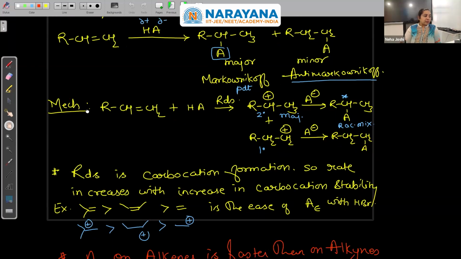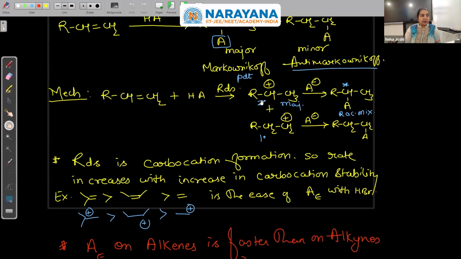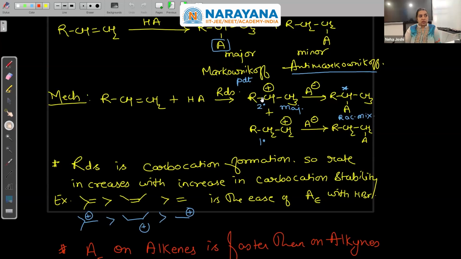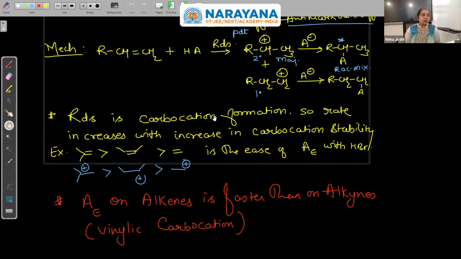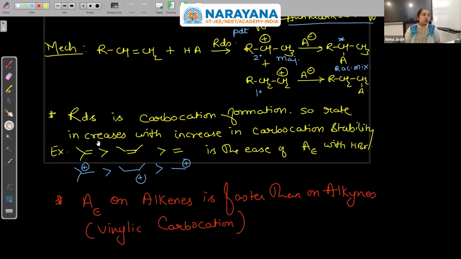Now, what is the mechanism? So, alkenes are attacked by HA, forming a carbocation, which is 2 degree, and then attacked by A minus, 1 degree, then attacked by A minus. Okay, and please note this also, as a new chiral center is obtained but through sp2 intermediate, so it will be obtained as racemic mixture. Okay, RDS is carbocation formation, so rate increases with increase in carbocation stability.